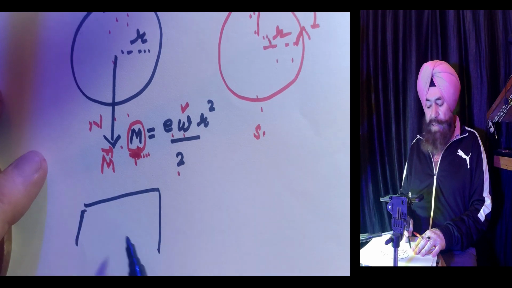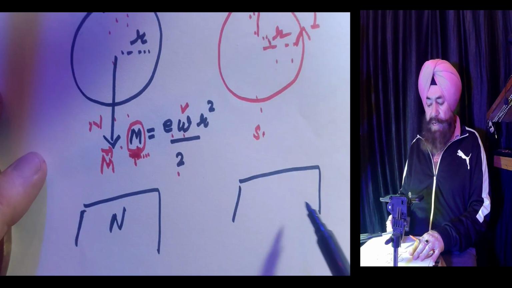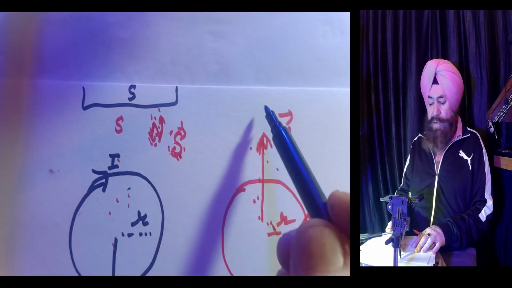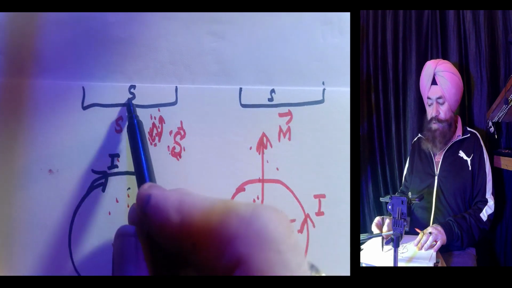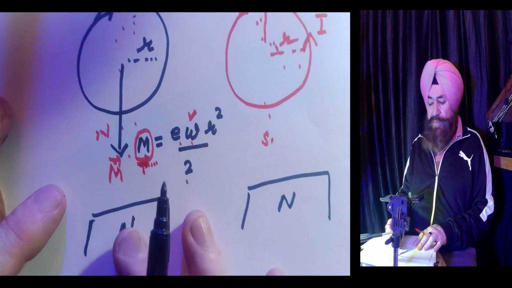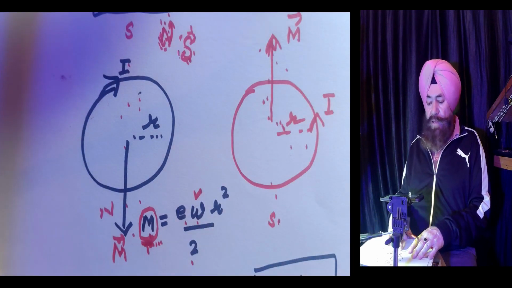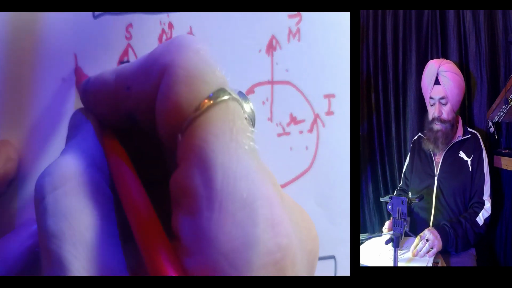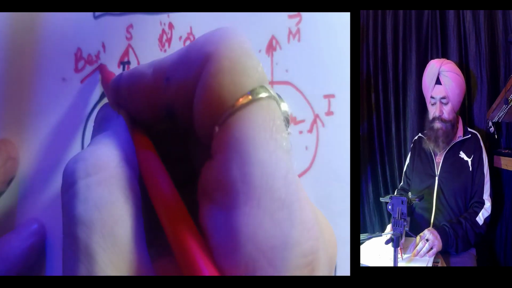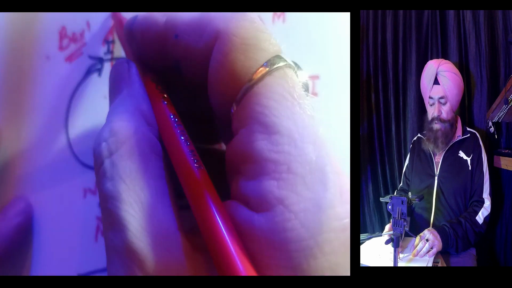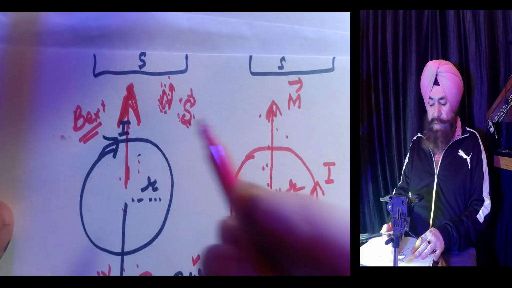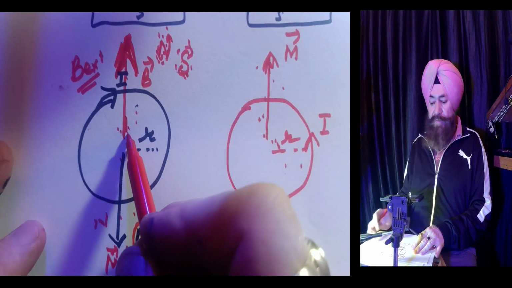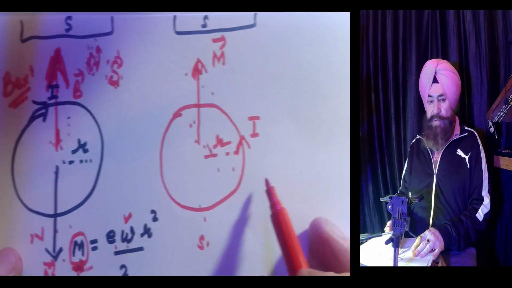Magnetic field, like an external magnetic field, north pole, and here the south pole. This is the external field. North to south means the direction of the field will be this, the direction of the external field. Now what will happen? If this is the external field B vector, what will be the role of B vector?